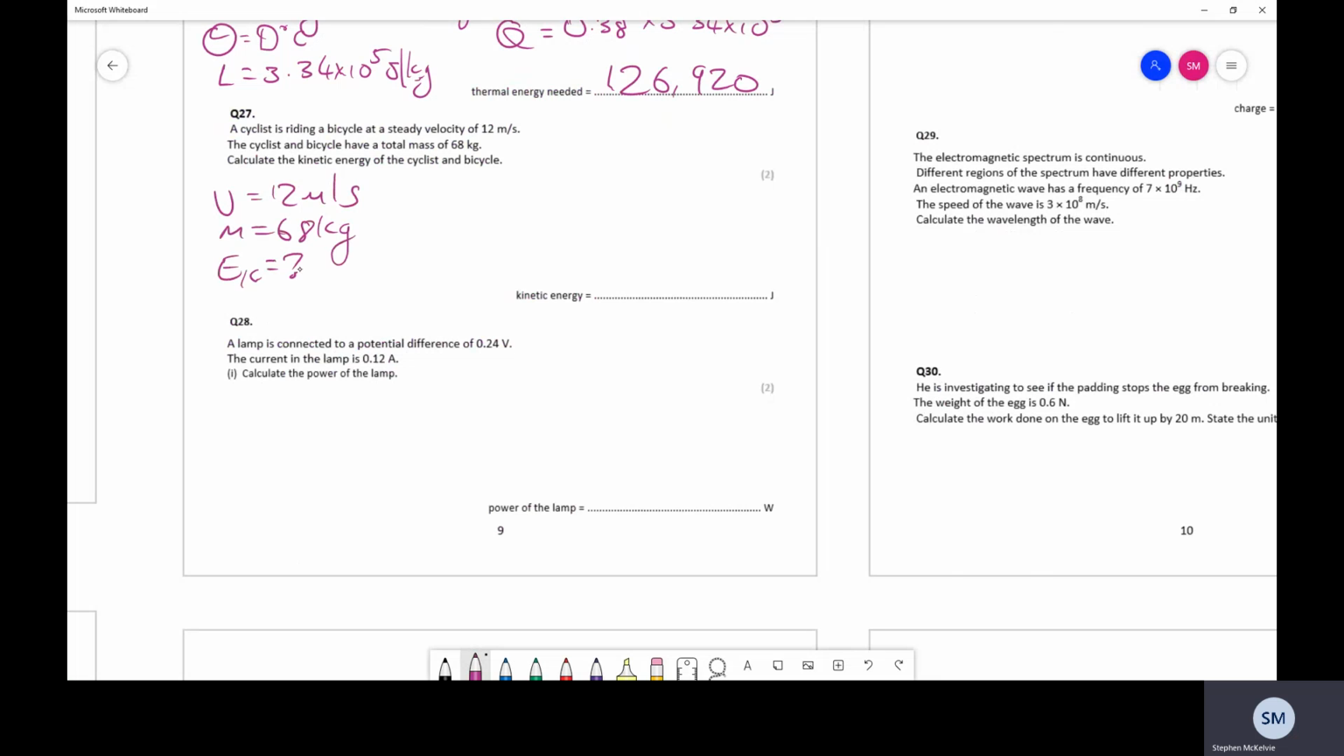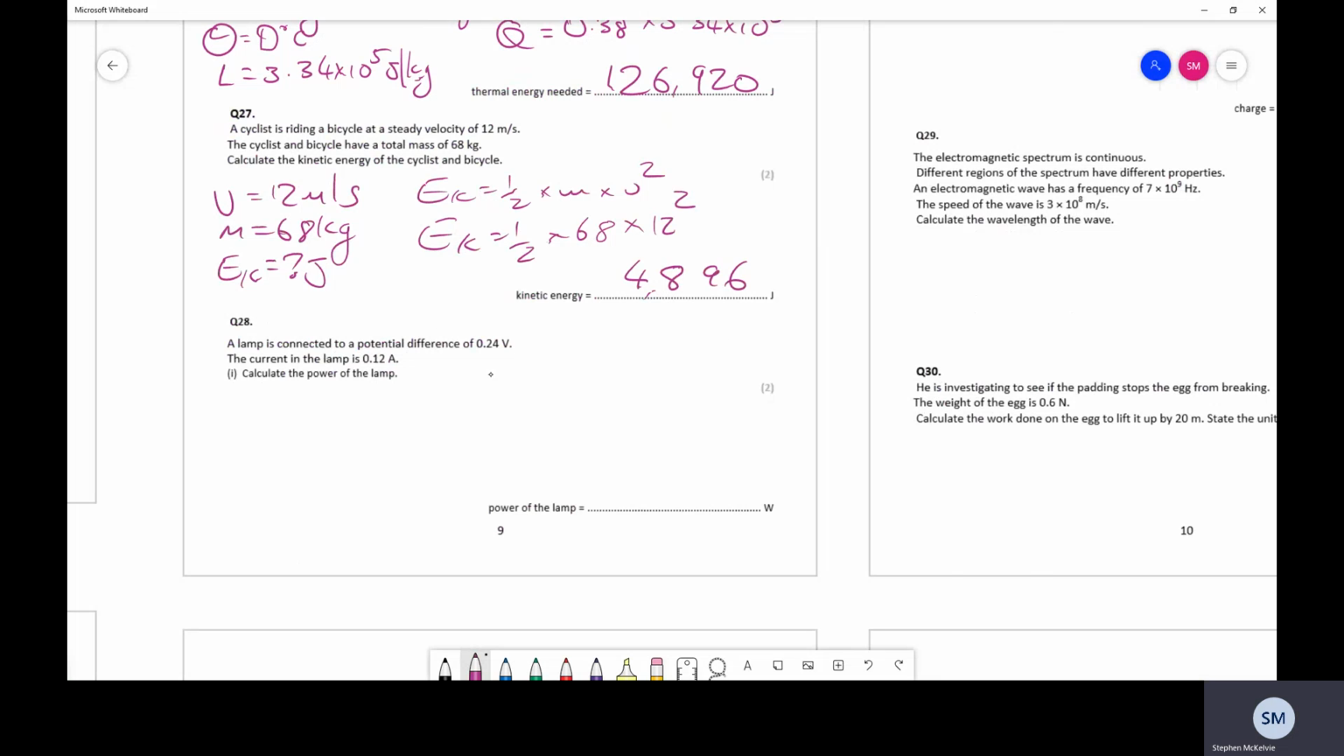Kinetic energy is what they're asking us to calculate. EK is equal to 1/2 times mass times velocity squared. EK is equal to 1/2 times 68 times 12 squared. 0.5 times 68 times 144. I hope you're impressed I did that in my head.